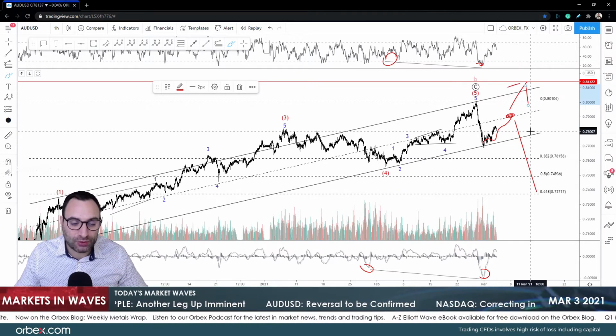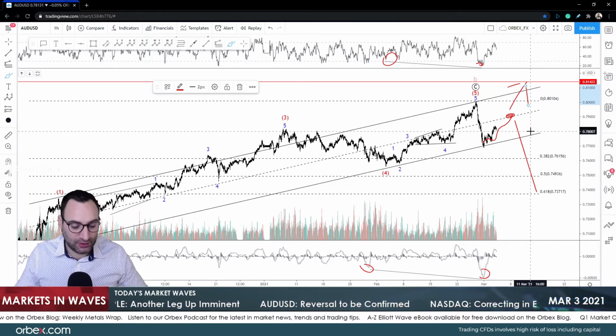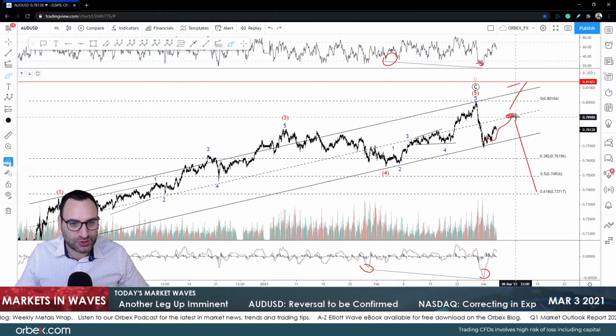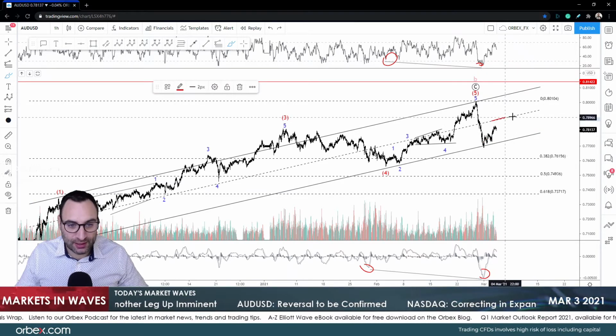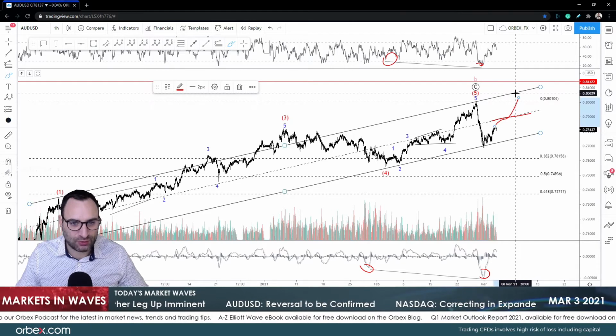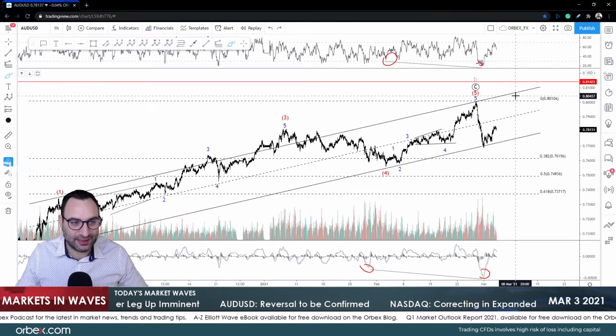In case we continue higher, this is going to be a completely different pattern, and we're going to revisit this probably early next week to see whether this is going to pan out as we expect or not. But the break of the regression channel, for me, would probably suggest that we might get another leg up.